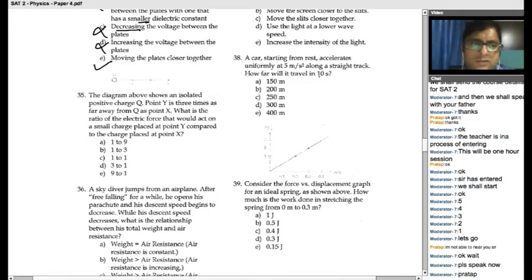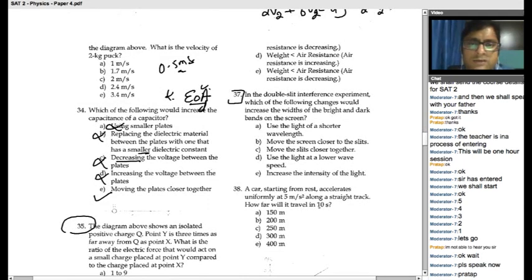Okay, can you just look at 35? I think this diagram is not clear, just leave this. We'll move to the next one. Can you do 37? Pratap, can you do 37?